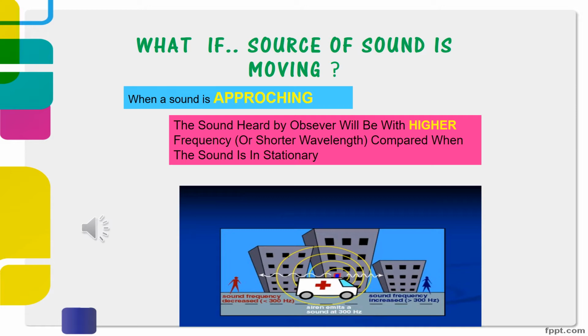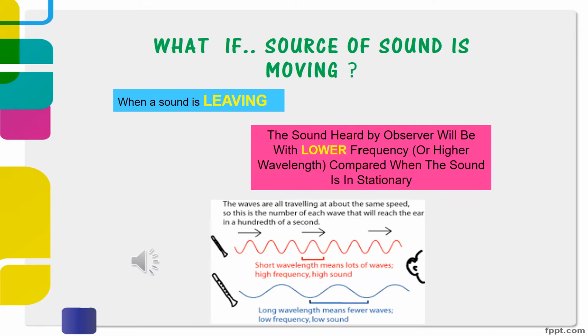When a sound is approaching, the sound will have a higher frequency compared to when the source is stationary. When the sound is leaving, the sound will have a lower frequency compared to when it is stationary. As you can see here in the diagram, short wavelength means a lot of waves, which means high frequency, high sound. Long wavelength means fewer waves with a low frequency and low sound.